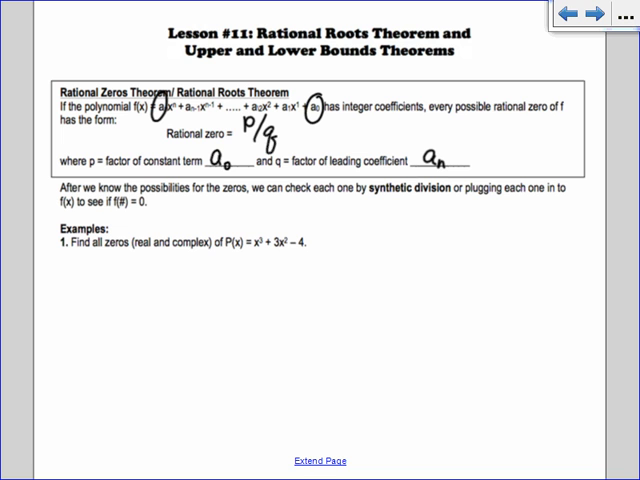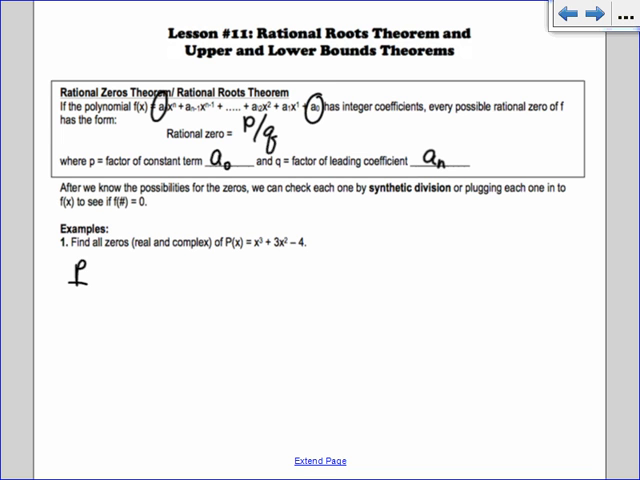So this one says, find all zeros, real and complex, of p of x equals x cubed plus 3x squared minus 4. Looking at that, it doesn't look like it factors, right? We don't know how to factor something that has an x cubed and an x squared. But it actually does factor, using the rational roots theorem.